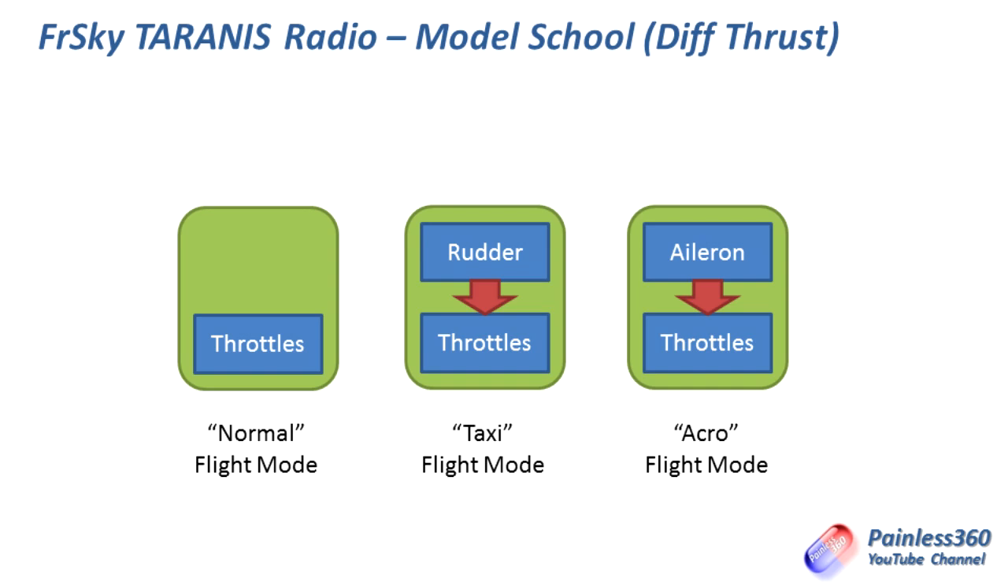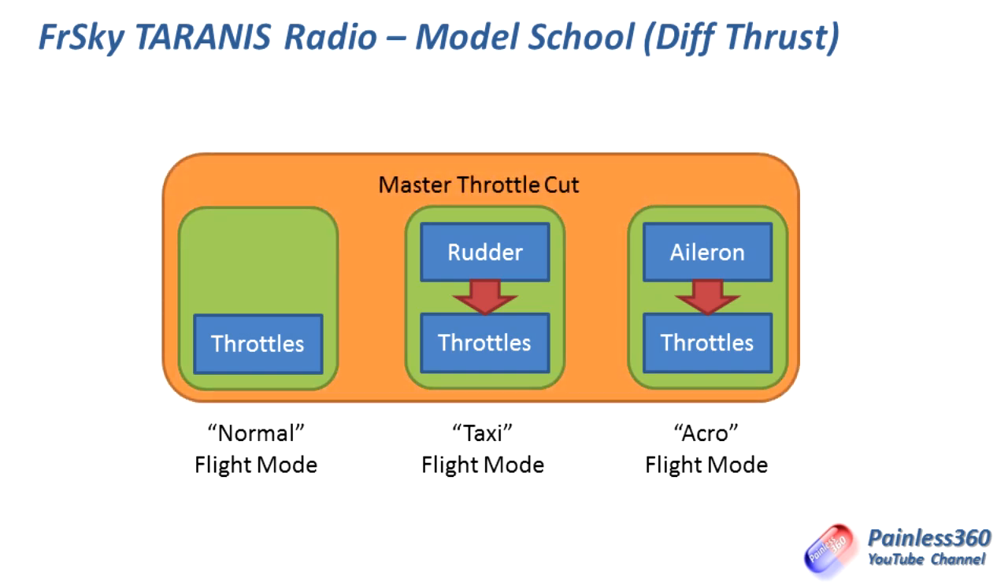And the very last thing we'll do is put a throttle cut around the whole thing, so that even if we nudge the ailerons or the rudder when the throttle's supposed to be dead, we won't get any activity from either of the engines.